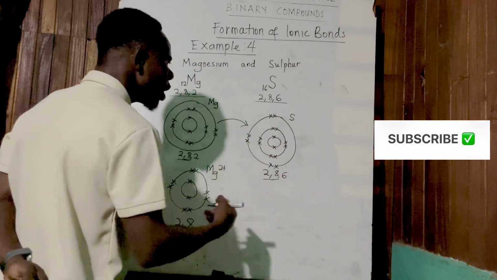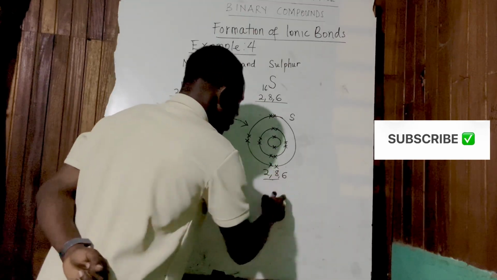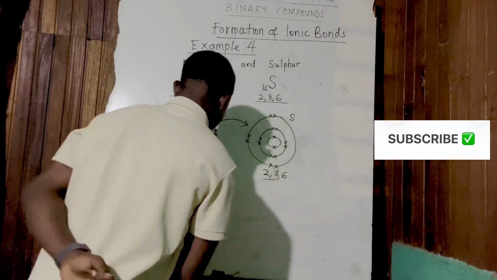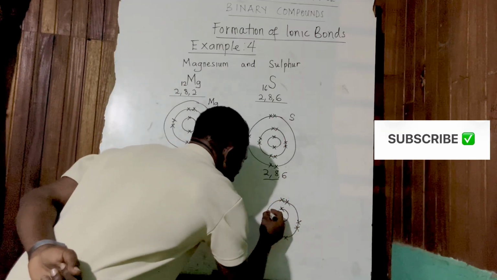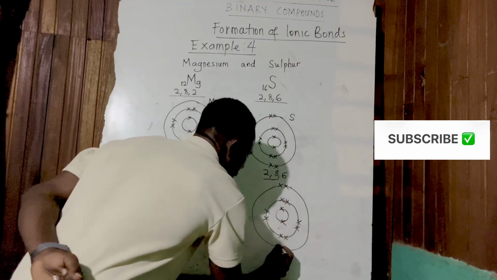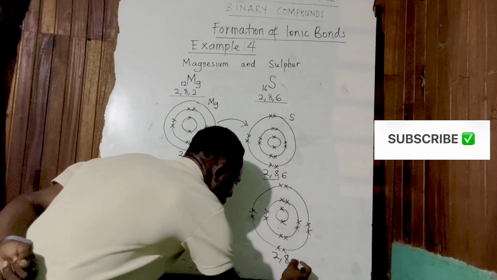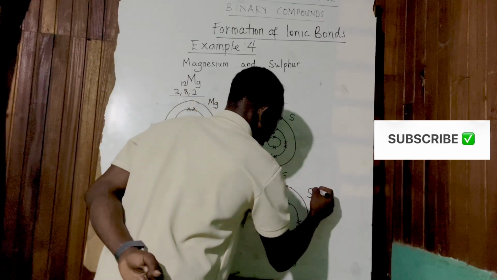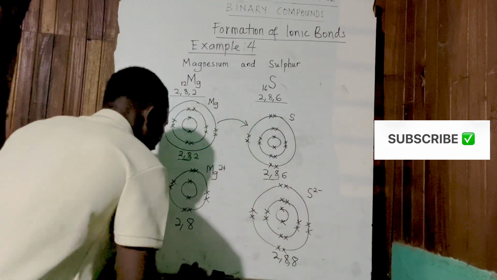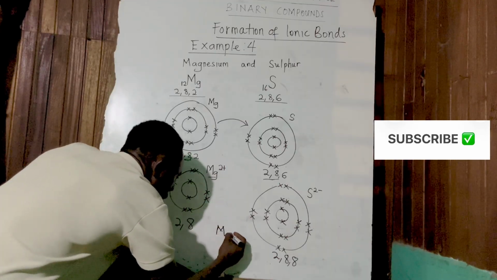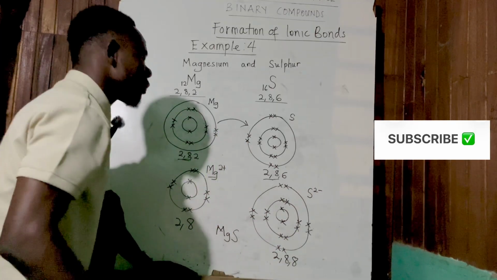Now sulfur is going to accept how many? Sulfur is going to accept 2. So 6 plus 2, we are going to get 288. So we will now draw 288. So 2, 8, 8 here. So this is now S2 minus. It means it has accepted 2. Now we are going to get magnesium here as Mg, sulfur as S. So 2 plus and 2 minus, you get MgS, magnesium sulfide.